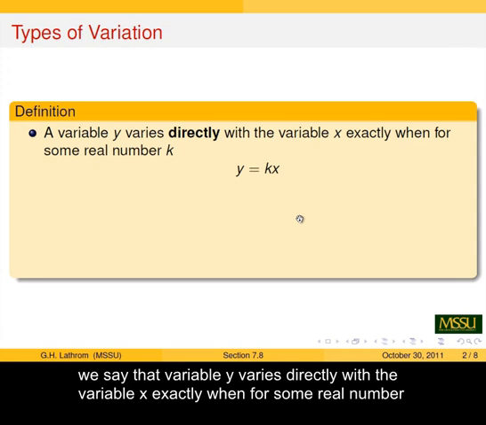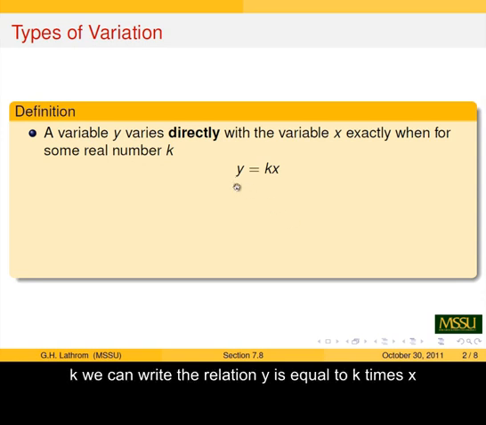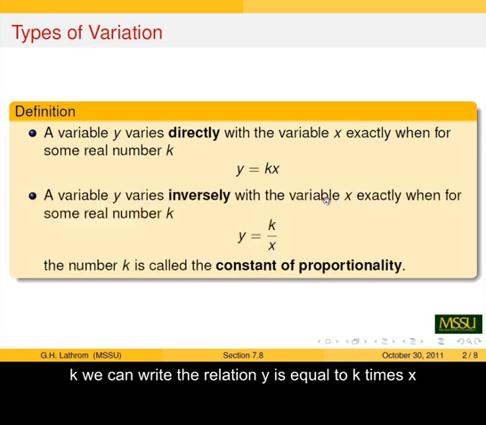We say that a variable y varies directly with the variable x exactly when, for some real number k, we can write the relation y is equal to k times x.